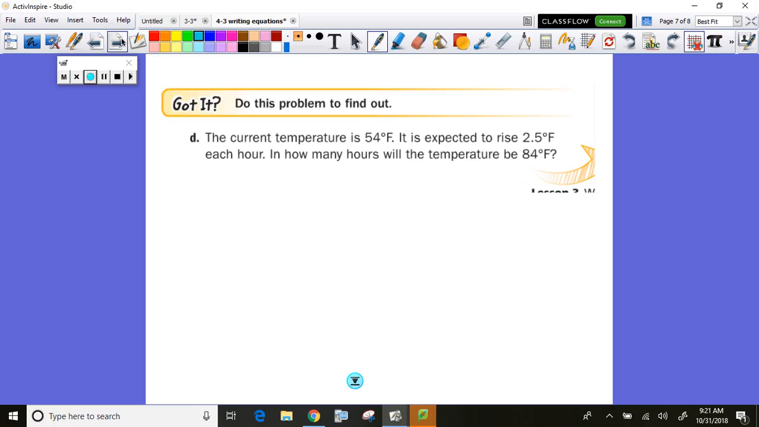So, letter D. The current temperature is 54. It is expected to rise 2.5 degrees each hour. And how many hours will it be 84? So, our current temperature is 54. That's what we're going to start with. And then the temperature is rising. So, that means it's increasing. So, it's increasing at 2.5 each hour.